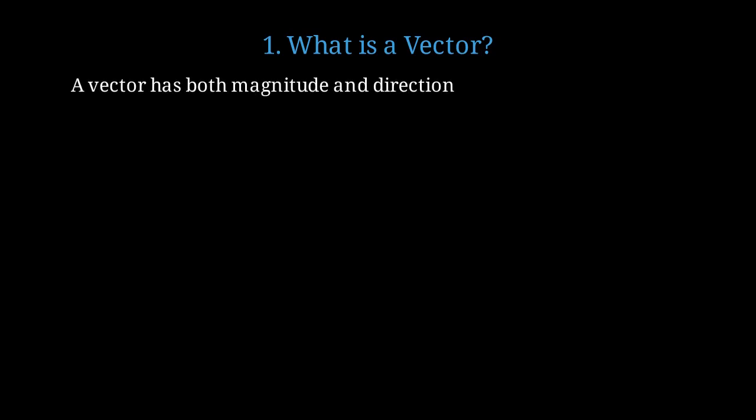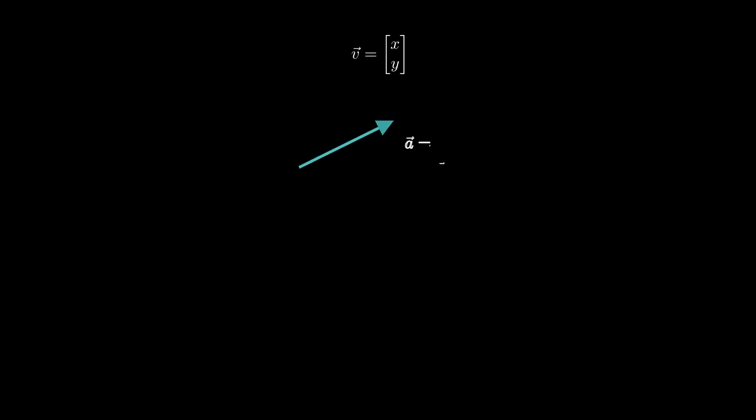Let's start with the basics of what vectors are. A vector is a mathematical object that has both magnitude, which is its length, and direction, which is where it points. We can represent a vector using its x and y components, showing how far it goes in each direction. We write a vector v as a column of numbers representing its components. For example, this vector a equals 2 in the x direction and 1 in the y direction.